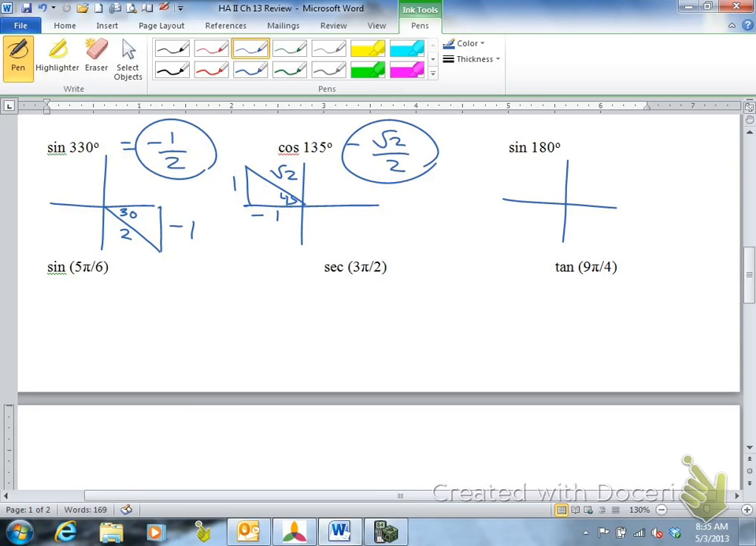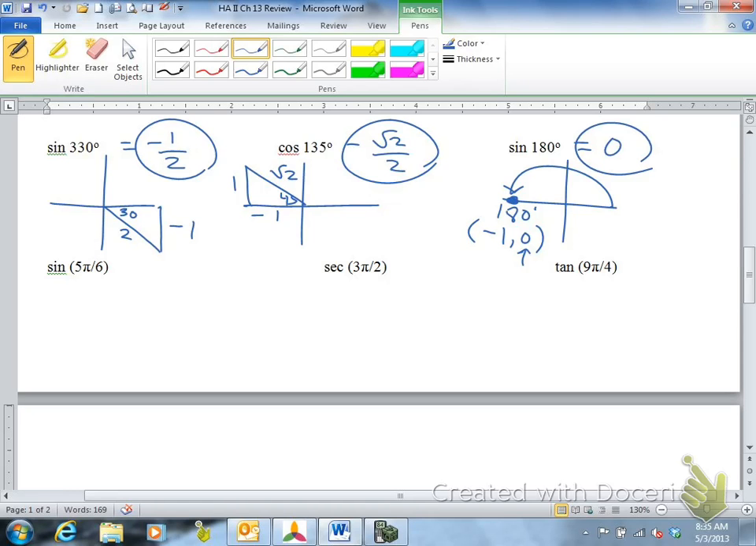Sine of 180, quadrantal angle. Don't draw a triangle, 180 degrees. What are the coordinates of that point? Negative 1, 0, and sine corresponds to what? The y. The y variable.